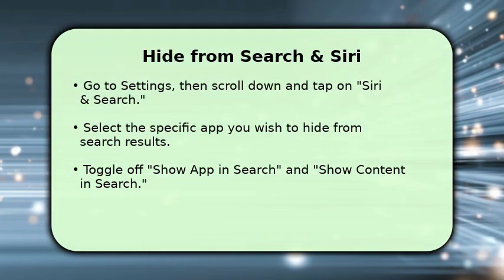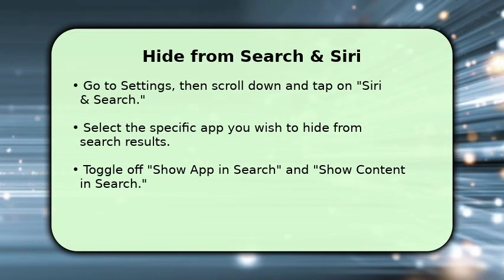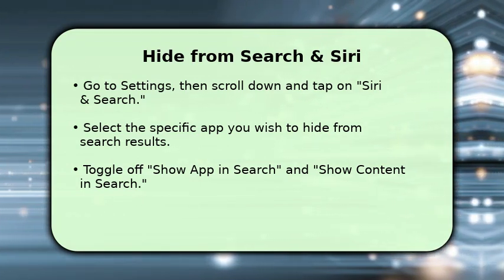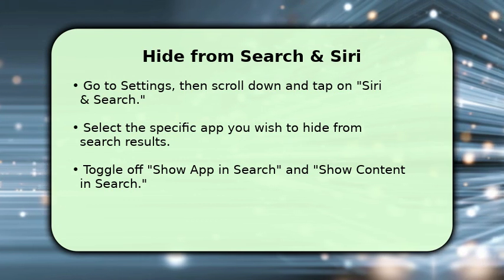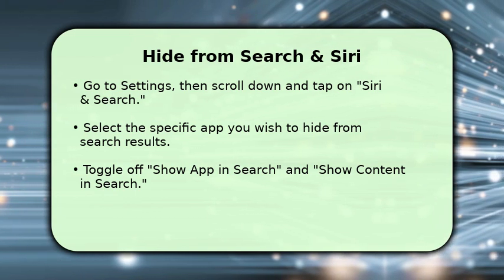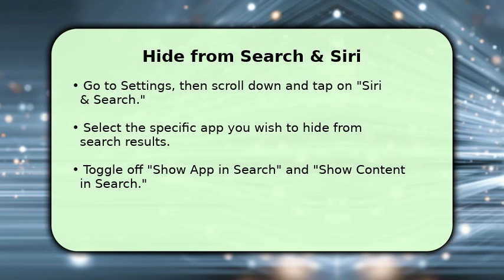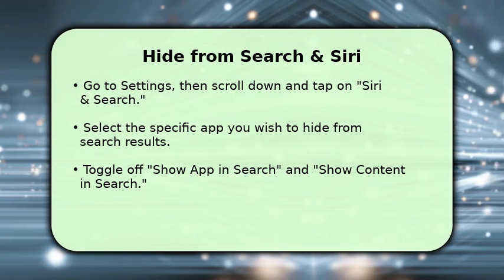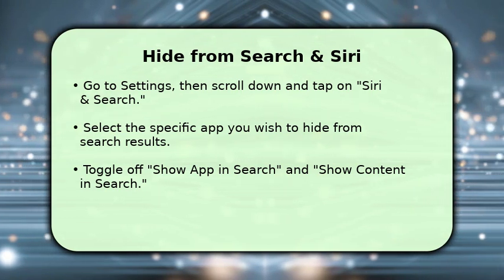To prevent apps from appearing in search results or Siri suggestions, navigate to your iPhone settings. Scroll down and tap on Siri and search. Now, find and select the specific app you want to hide. You'll see several toggles: turn off Show App in Search and Show Content in Search. For even more privacy, also disable Suggest App and Suggest Notifications. This ensures the app won't pop up unexpectedly.